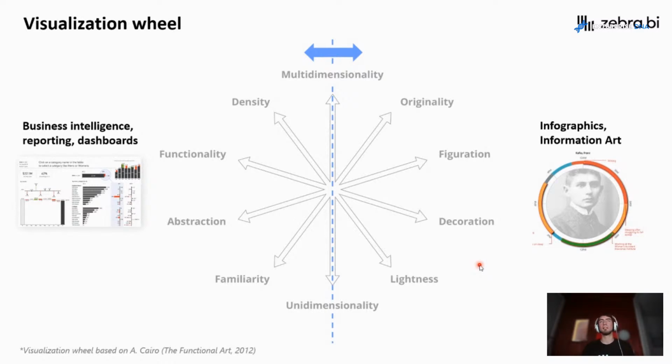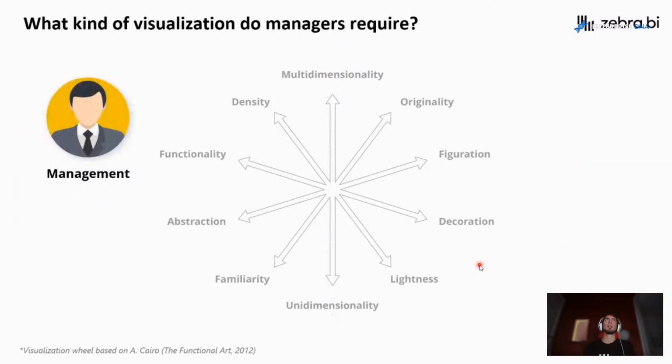On the other hand, we do not need triviality. We need lightness. We need something that is high on information density. So this is really important when we are trying to understand who our audience is, right? Because what kind of visualization do managers require? For our purpose, we'll focus on management because they're the primary audience for business intelligence. And as said, what kind of visualization do they require? We would say they need the visuals from the left side, right?